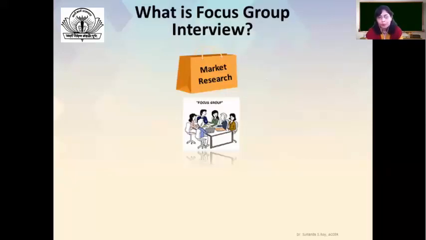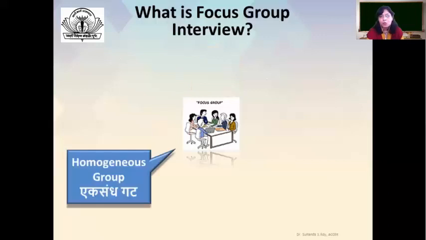Actually, focus group interview is a concept that has been borrowed from market research. It was used in marketing, to find out the opinions of customers and their needs and stuff like that. So it has been taken from market research. And around the 1990s, it was used in education for getting data for various researches. So there are many definitions of focus group interview.